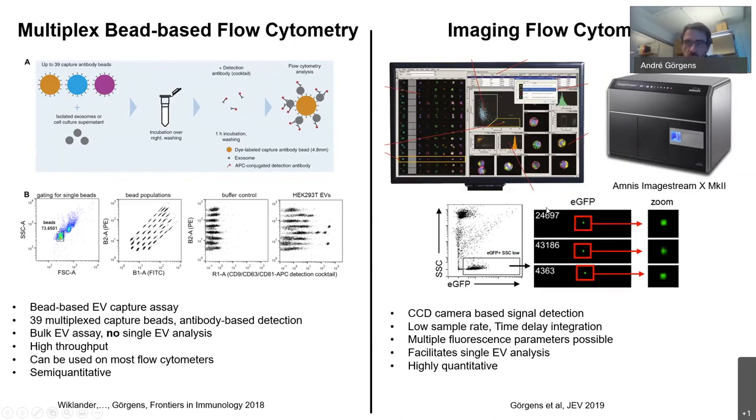Then the imaging flow cytometry part is a single EV analysis method. It's a dedicated instrument that allows quite sensitive detection of single EVs. It's running very slow, but it's sensitive in that way. On the other hand, you can analyze single EVs in a rather quantitative way.